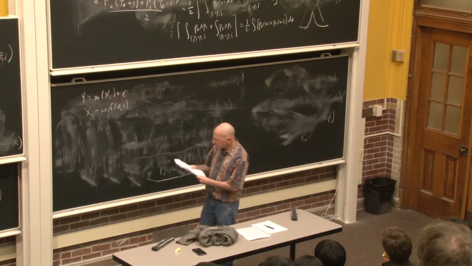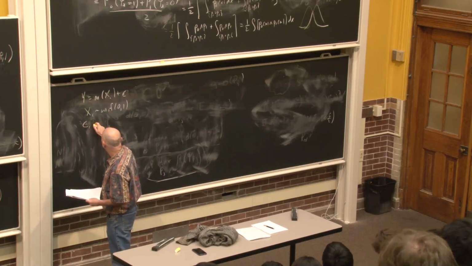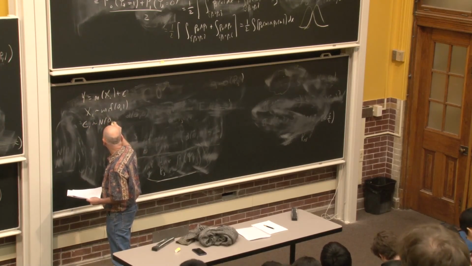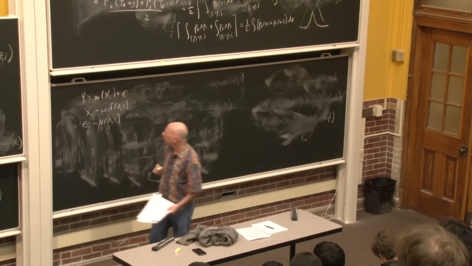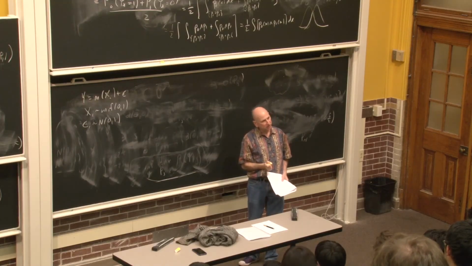What's unknown here, to keep things as simple as I can, I'm going to take the epsilons to be normal. So the only unknown quantity is the regression function. We're trying to estimate the regression function, okay?